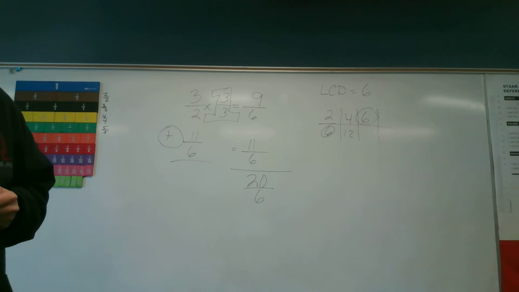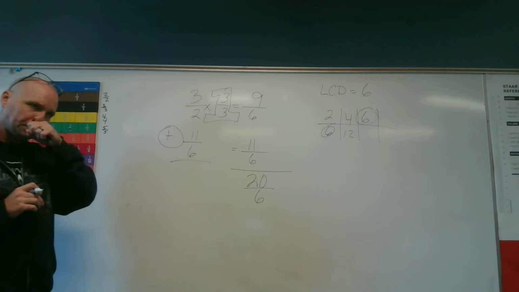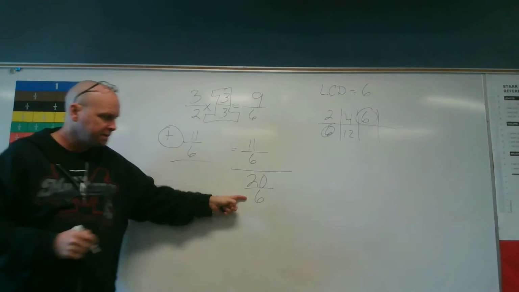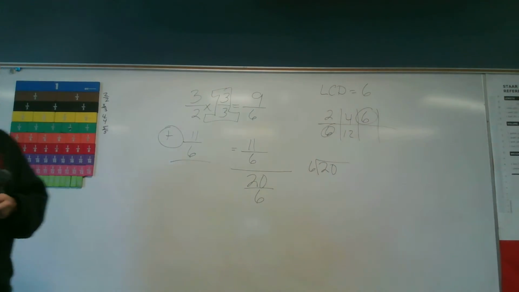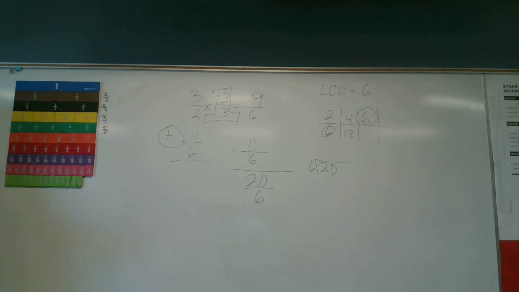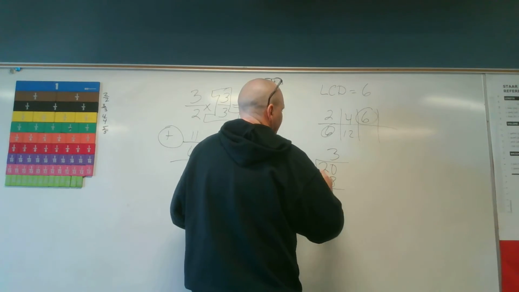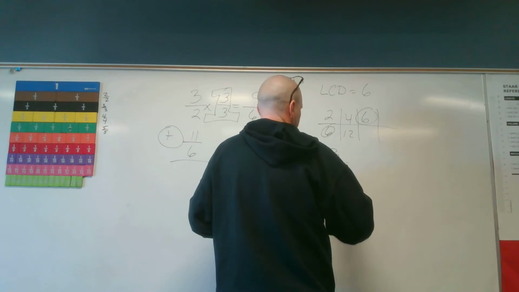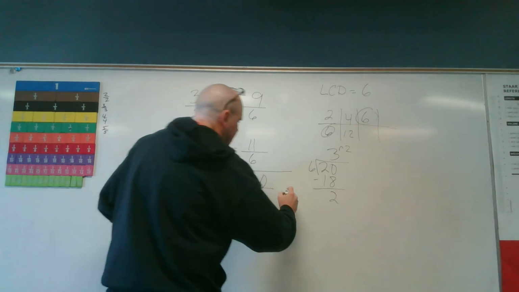I need Eric, what kind of fraction is 20/6? Improper. And how do I fix that, Eric? You've got to divide. Good. 20 divided by 6 is what that says. And Eric, how many times does 6 go into 20? 3 times. And Eric, 3 times 6 is? 18. And Eric, 20 subtract 18 is? 2. So I have 3 remainder 2. So that equals 3 and 2/6.